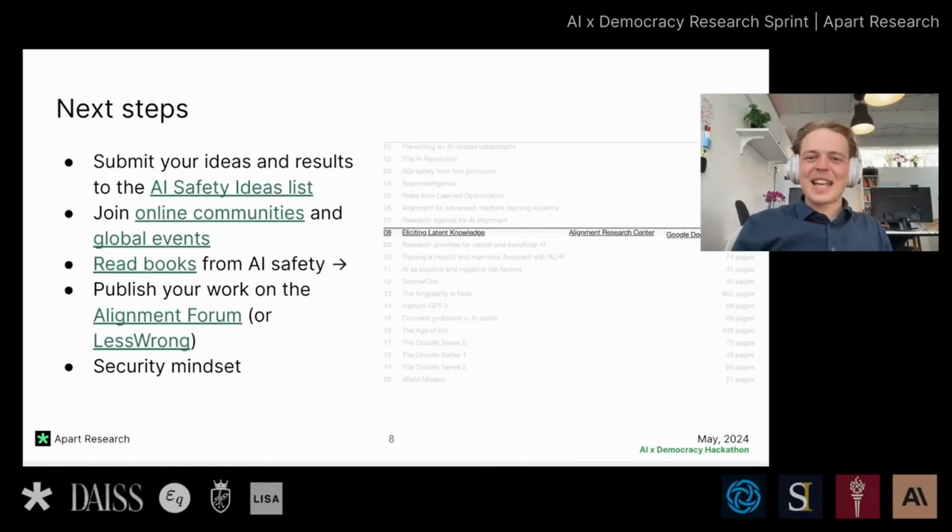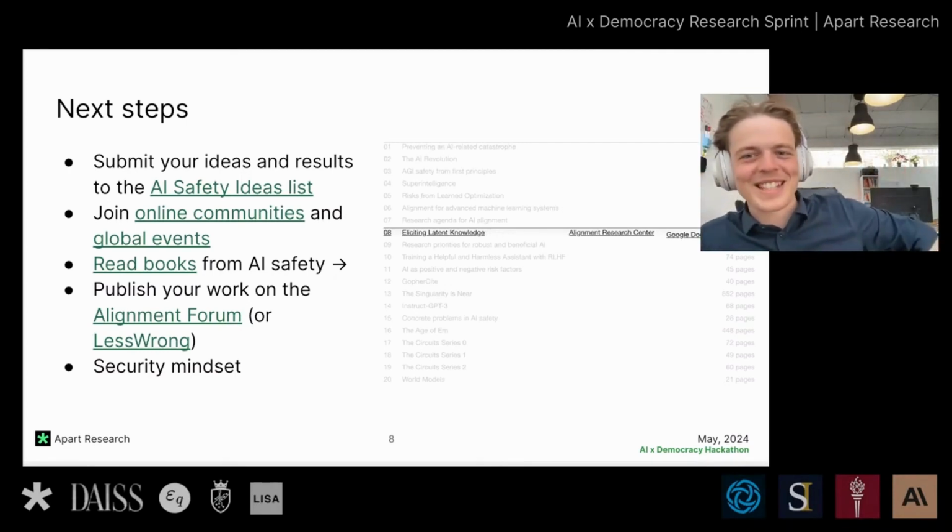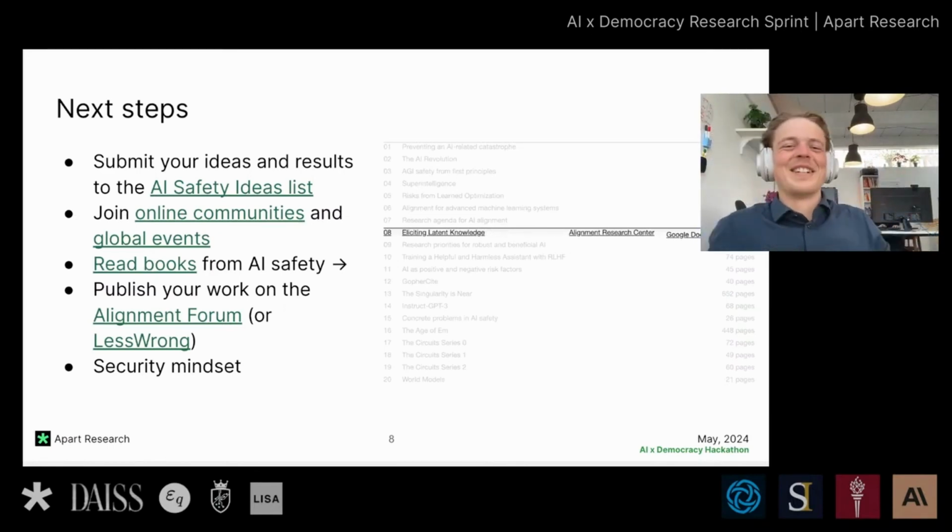And a few inspirations for next steps. Of course we had the AI safety list of ideas. There you can also click submit results and put your idea in, so it's there for everyone to see that the idea has been grabbed. You can also join online communities. Of course, we are biased, but this community is pretty great, and we put together some more hackathons for you. So come along for those too. And there's also a bunch of global events and conferences happening that you can join as well.